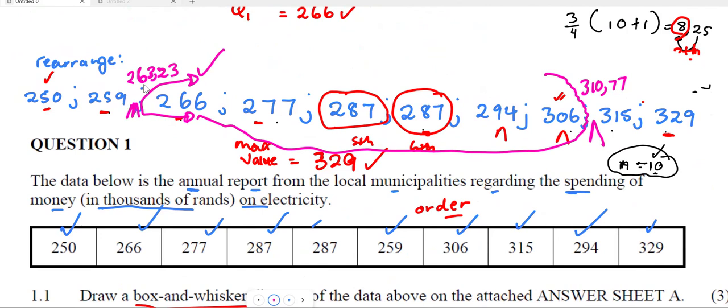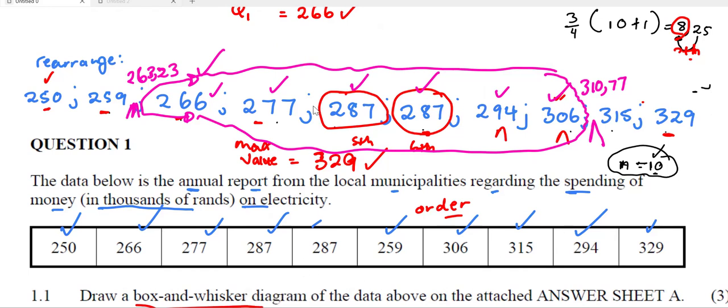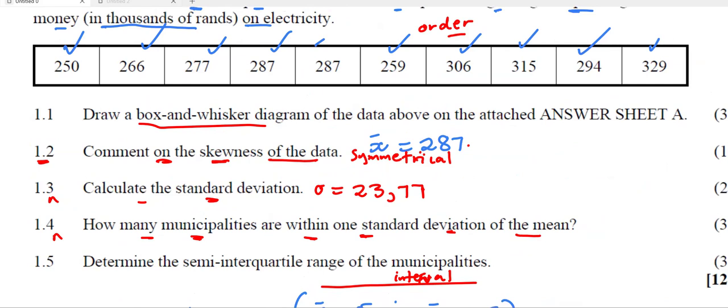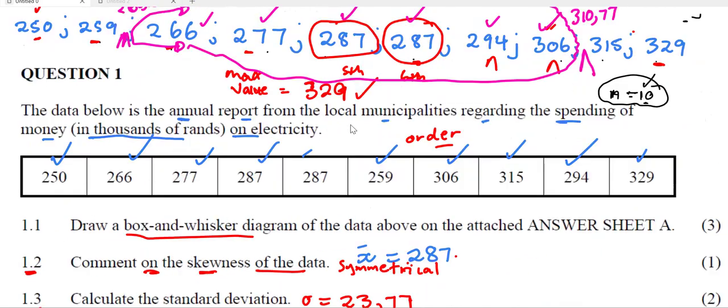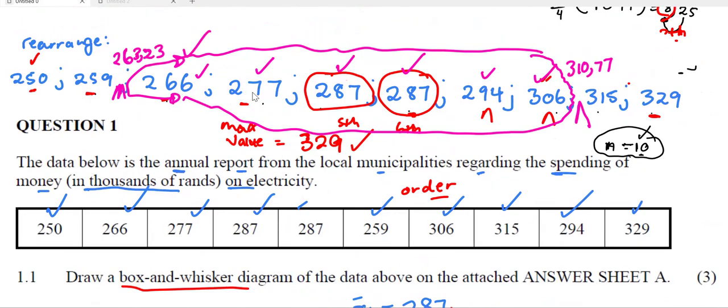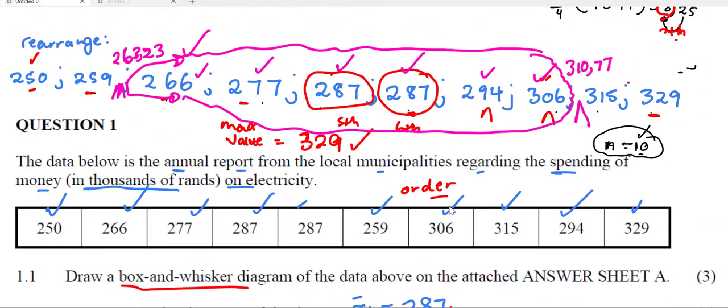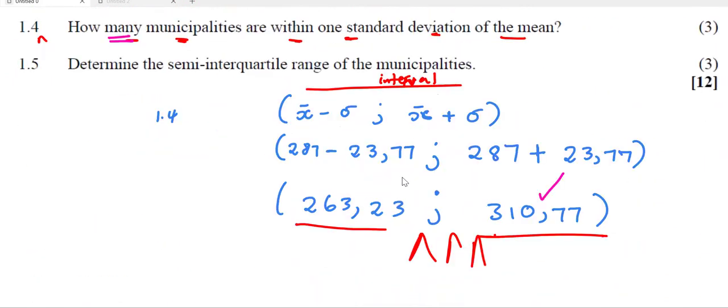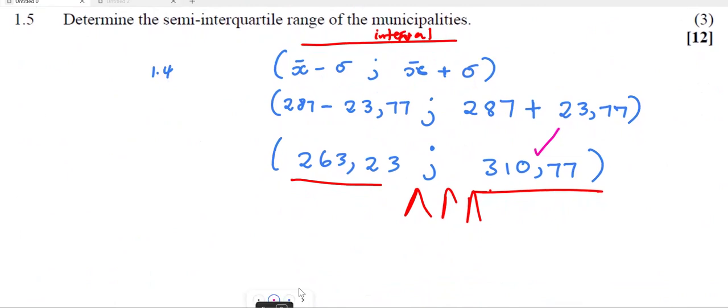Here, that are more than 263,23. These numbers going this side. So in between, these are the numbers that we have: 266, 277, 287, 287, 294, 306. But the question is, how many? Count them. You are not asked to list the numbers which lie, but to count how many they are. So that's 1, 2, 3, 4, 5, 6. So there are 6 of them. Therefore, we are saying there are 6 municipalities.